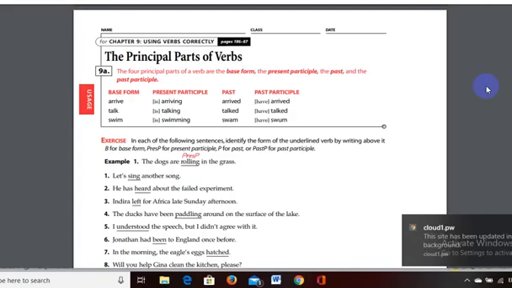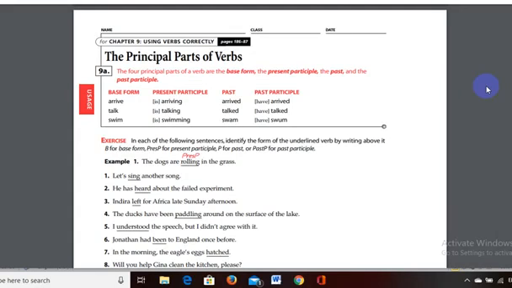It's Mr. Yahya, and today we are going to start chapter 9, our first grammar lesson in the fourth quarter. Chapter 9 is going to talk about how to use verbs correctly. We're going to start with the first part, which is the principal parts of verbs.